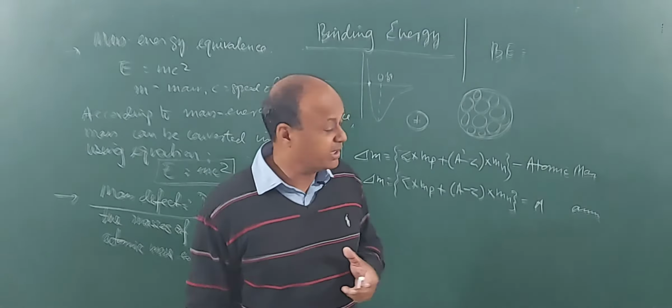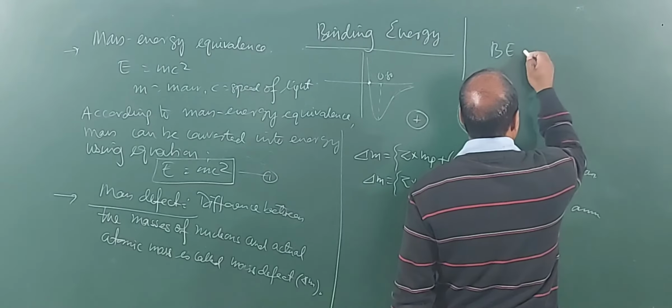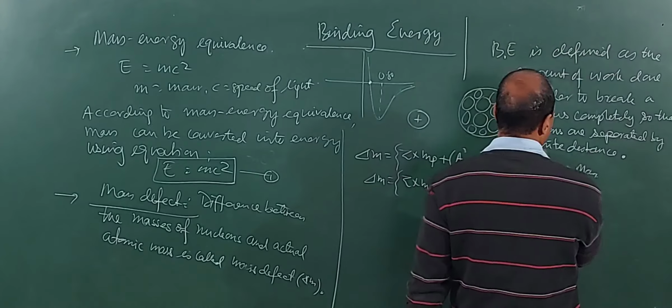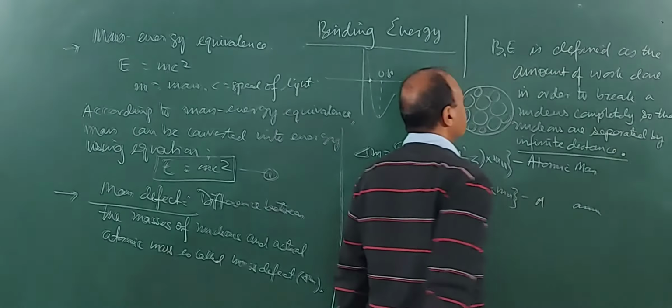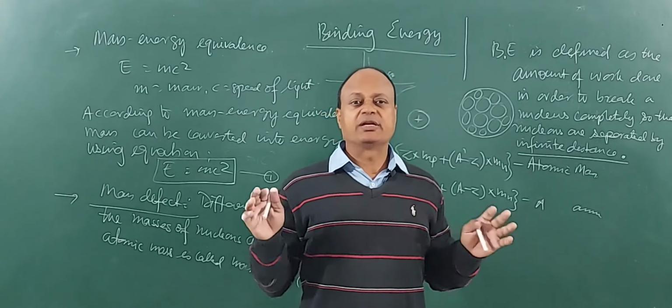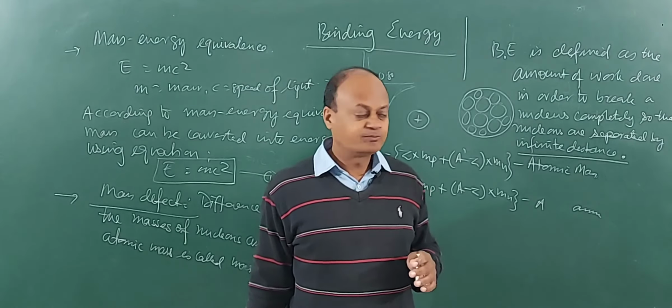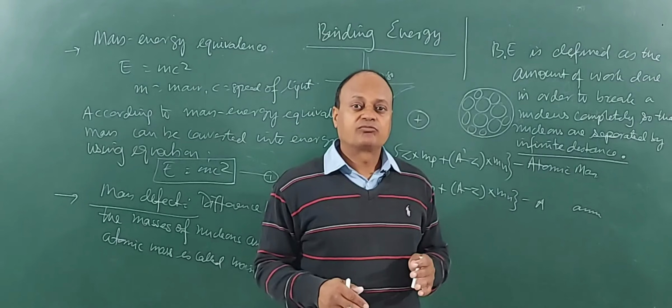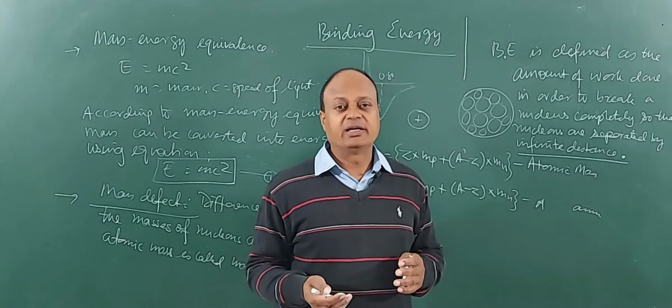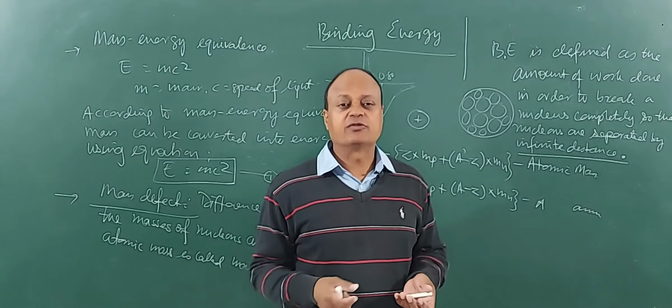Let us write it down. The binding energy, BE, is the amount of work done required to break a nucleus completely so that nucleons are separated by infinite distance between them. Okay? So, this is the nuclear binding energy, and you have to bear it in mind. Now, the important thing which comes in the exam is how to calculate nuclear binding energy. Calculation of nuclear binding energy, I will be writing the steps and seeing one example also.